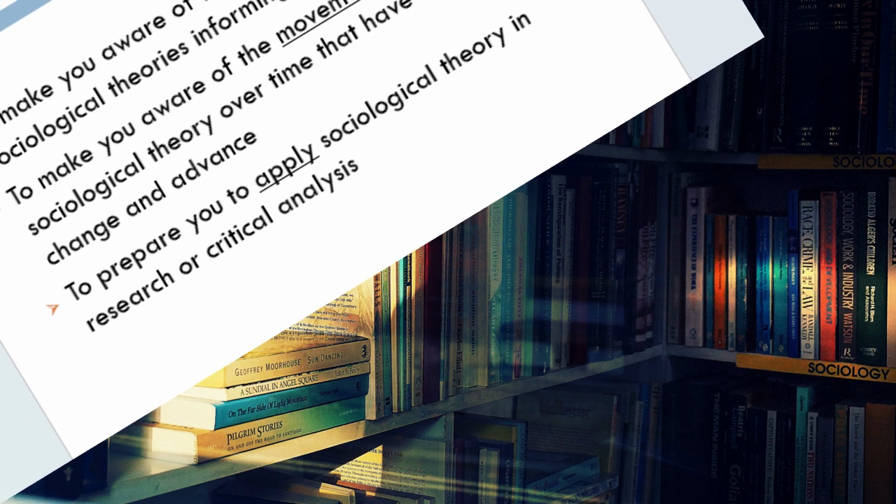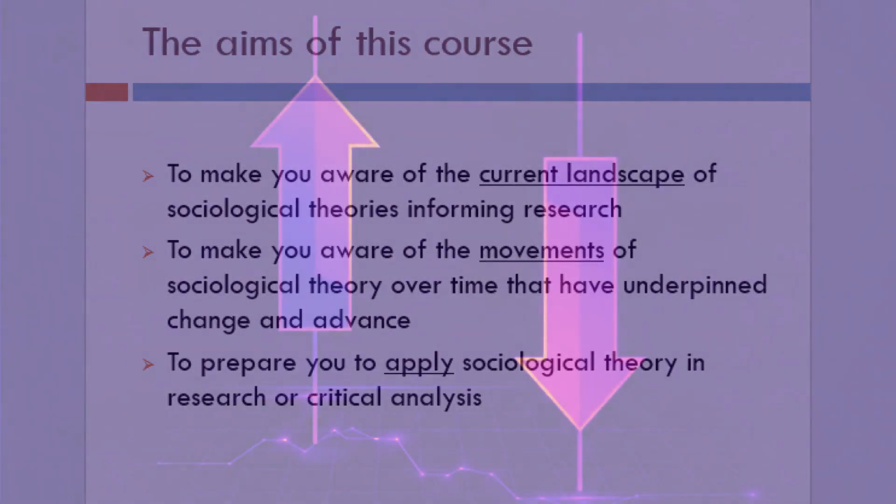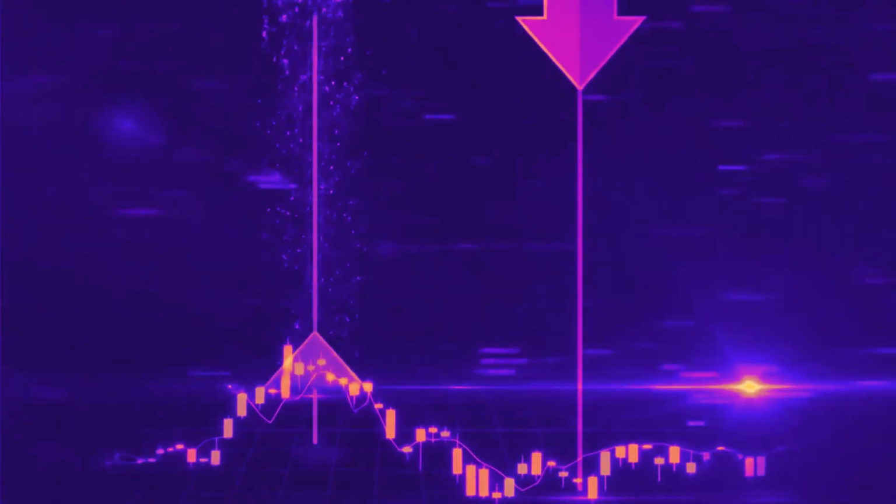The aims of this course. These aims are doing quite a lot of work, so let me unpack them briefly. First, this unit aims to familiarise you with the current landscape of sociological theories that inform research today. Not just classic names, but approaches that still actively shape how sociologists think and work. Second, the unit is about understanding the movement of sociological theory over time. Theory doesn't develop in a straight line. It develops through debate, disagreement, and reaction. We'll be seeing that very often, a new theory emerges because someone, somewhere, is dissatisfied with what came before.